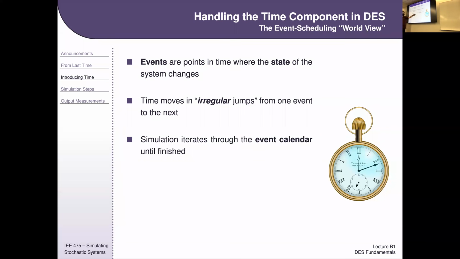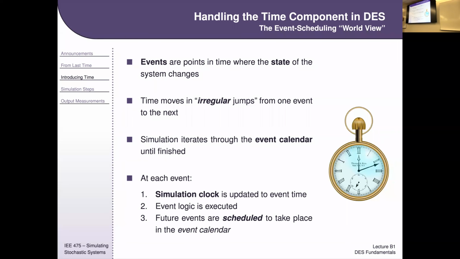So the simulation iterates through the event calendar. In Arena, there is an event calendar that can actually show you all of the events as it's moving through them. You don't generally need that as a designer or programmer, but if you're debugging your program, sometimes it's useful to look at that event calendar. At each event, the simulation clock is moved to the time of that event, and certain logic is executed. For example, if an arrival happened, certain things have to happen to deal with that arrival.